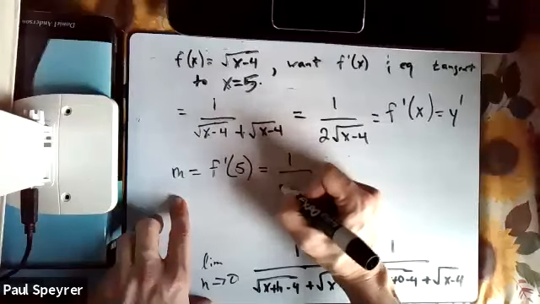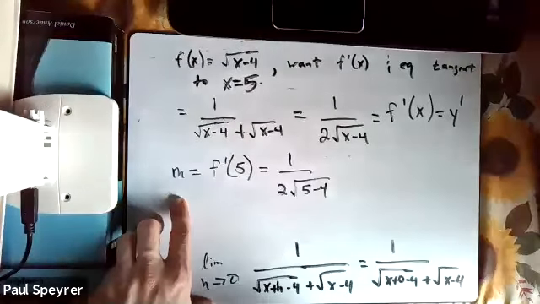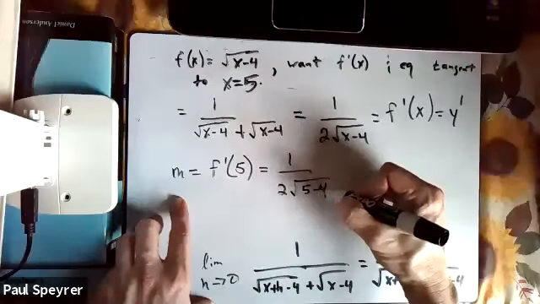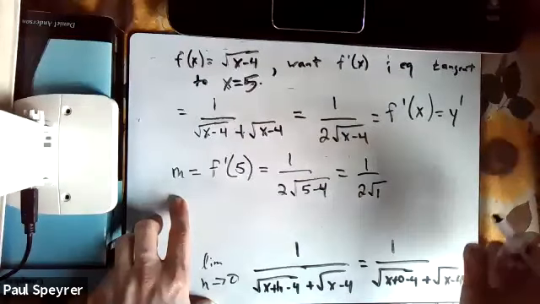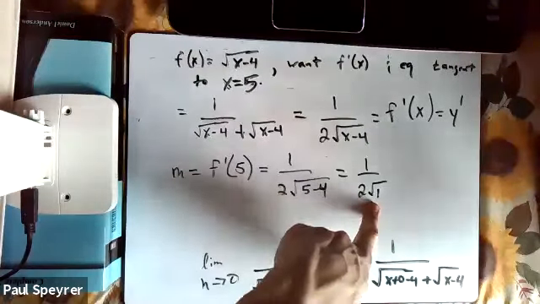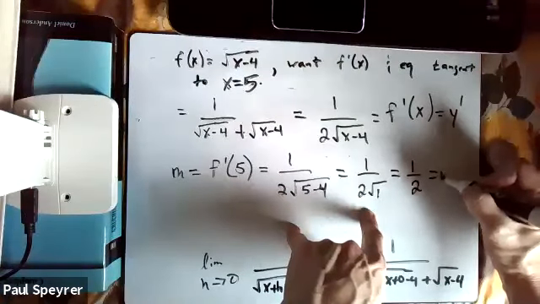That's 1 over 2 square root of 5 minus 4. That becomes 1 over 2 times the square root of 1, right? But what's the square root of 1? 1. 1 times 2 is 2, so you get a half. That's our m right there.